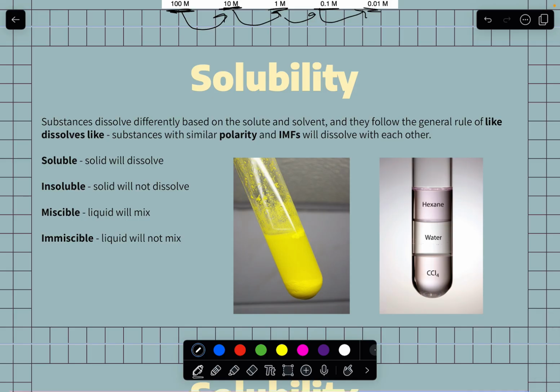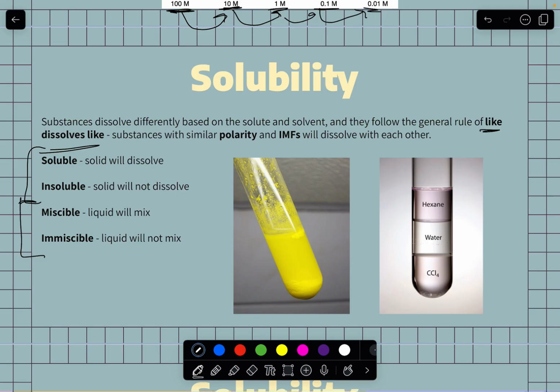So solubility. We've talked about this before, I forgot if it was unit 1 or unit 2 or unit 3, but like dissolves like, right? Like dissolves like means that similar polarities and intermolecular forces will dissolve with each other. So if something is soluble, it will dissolve. Insoluble will not dissolve. Okay. Miscible is when liquids will mix, and immiscible liquids will not mix.